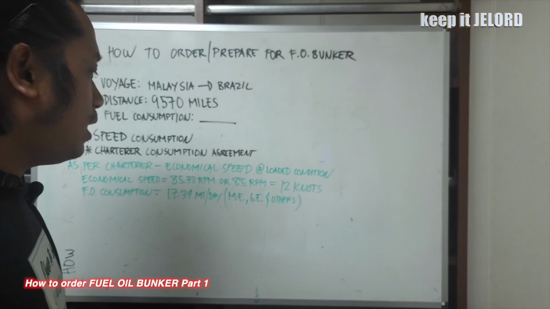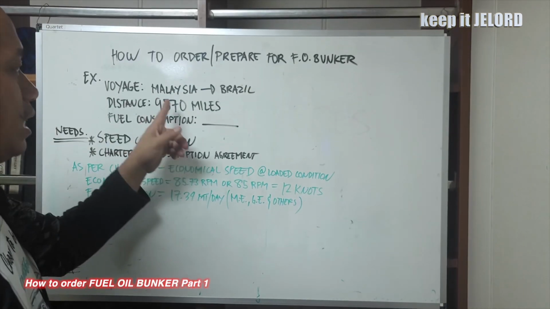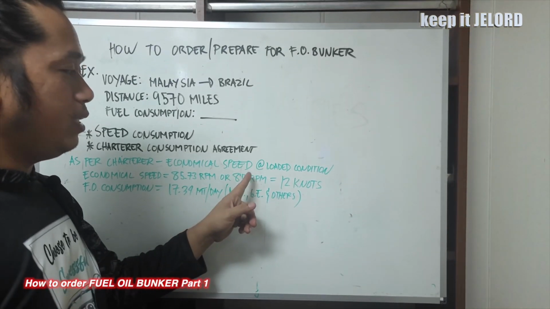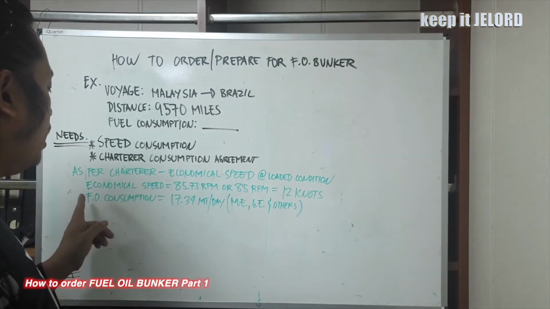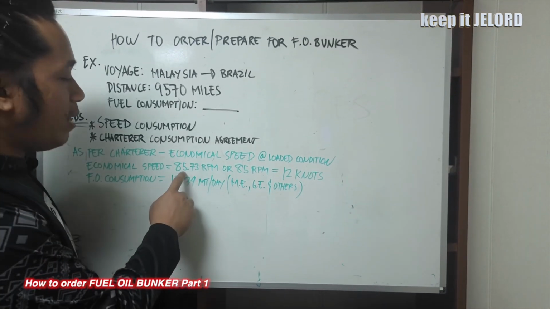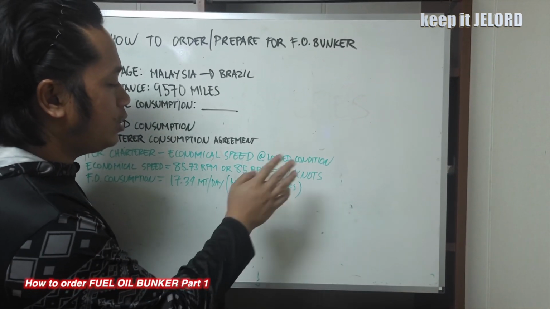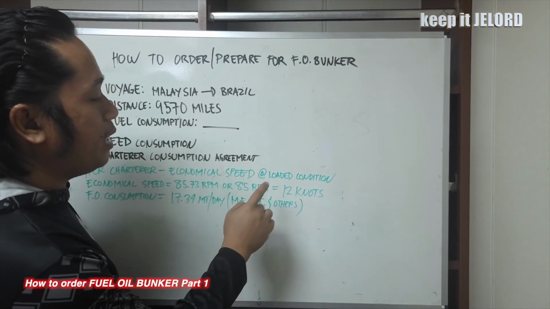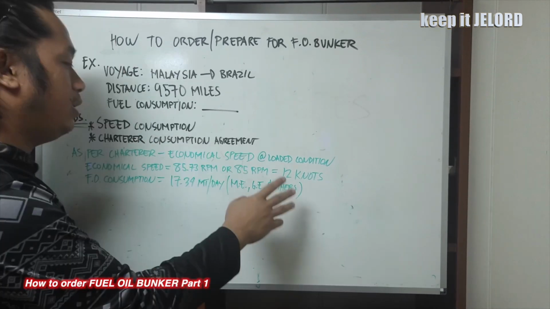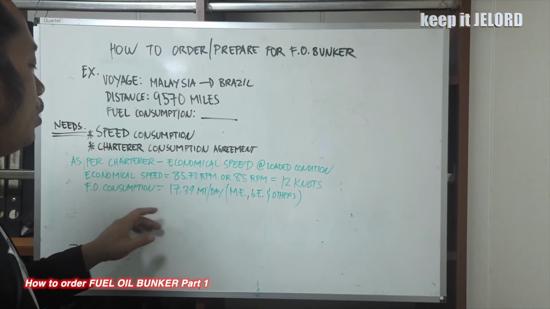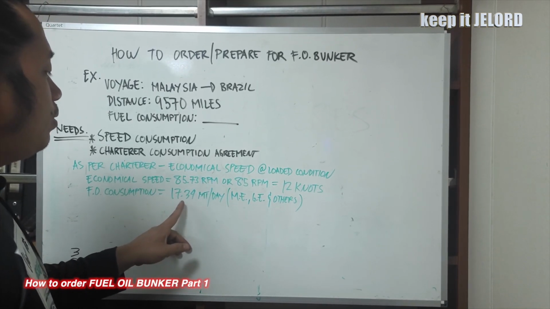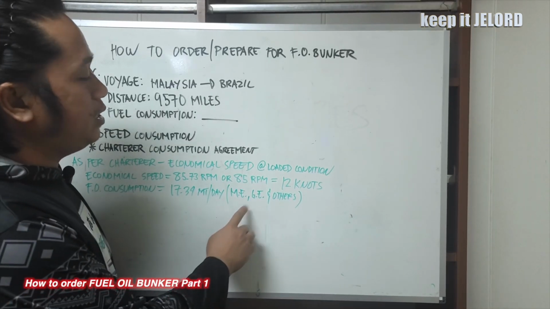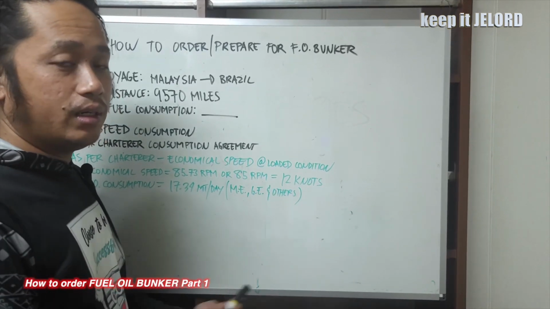As per the instruction, from Malaysia to Brazil we are going to sail at economical speed in loaded condition. Our economical speed is 85.73 RPM, or in short, 85 RPM, and the engine speed at 85 RPM is 12 knots. They give us a fuel consumption budget of 17.34 metric tons a day. This includes the main engine, generators, and other machineries.